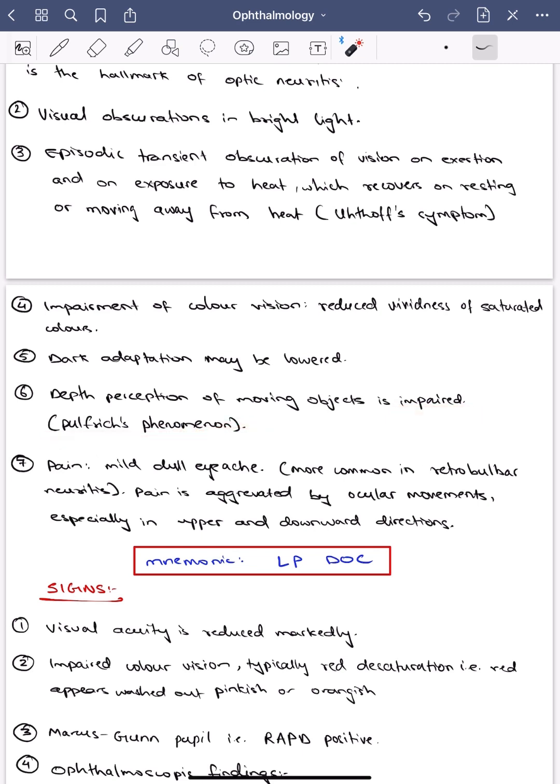And the final symptom is pain. There may be mild dull eye ache, and it is more common in retrobulbar neuritis. Such pain is aggravated by ocular movements, especially in the upward and downward directions. So these are the symptoms.